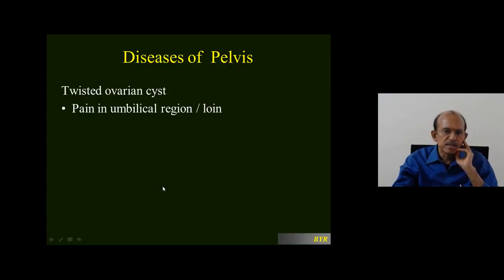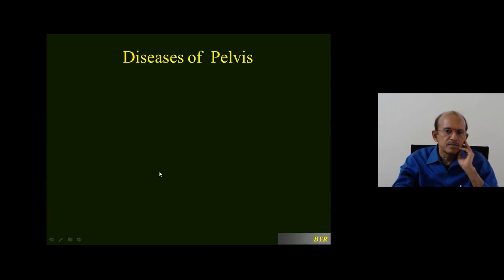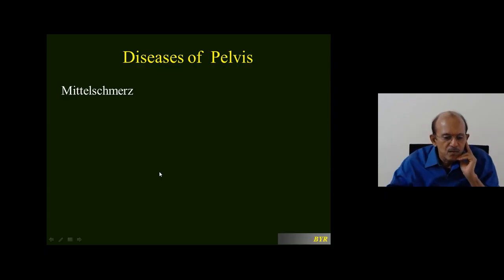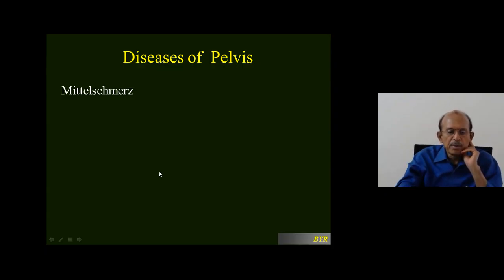Twisted ovarian cyst: pain in the umbilical region or loin, and a tender mass felt in the fornix. Mittelschmerz. Do you have any idea about this Mittelschmerz? Yes, very good. It is acute ovulation pain.